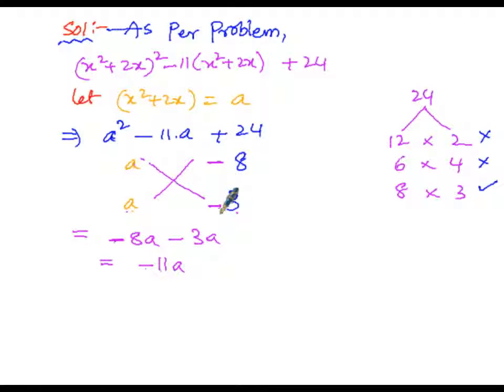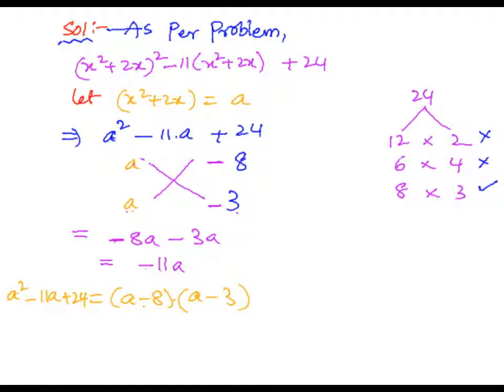Therefore the factors can be written directly in a horizontal manner. a minus 8 is the first factor, and the next factor is a minus 3. So we got these as the factors of a square minus 11a plus 24. So a square minus 11a plus 24 can be written as the factors a minus 8 into a minus 3. These are the two factors of this expression.